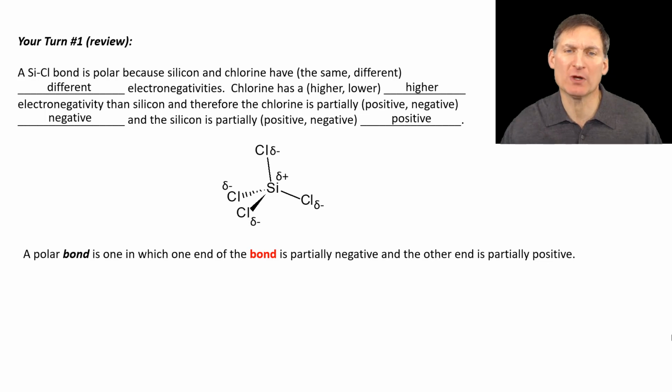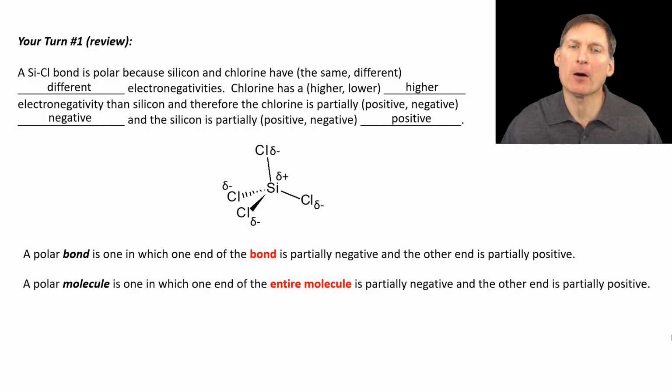A polar bond is one in which one end of the bond is partially negative and the other end is partially positive. On the other hand, a polar molecule is one in which one end of the entire molecule is partially negative and the other end is partially positive. So the focus of this lesson is to learn how to look at a structure and determine if the entire molecule is polar or nonpolar. I think the best way to do this is to go right to an example.